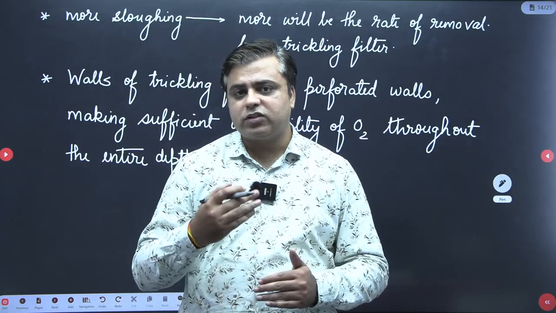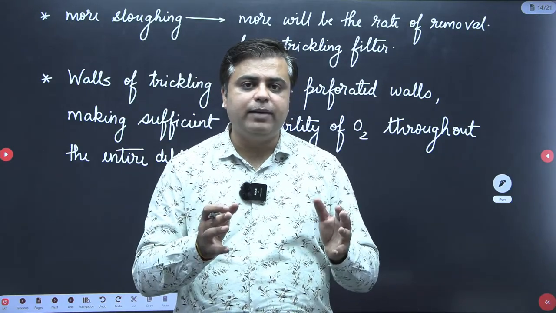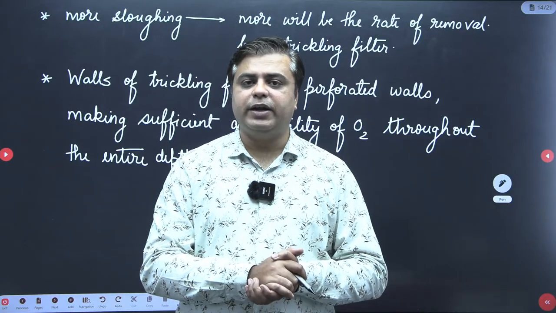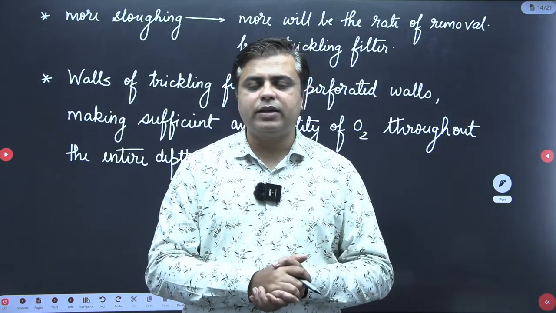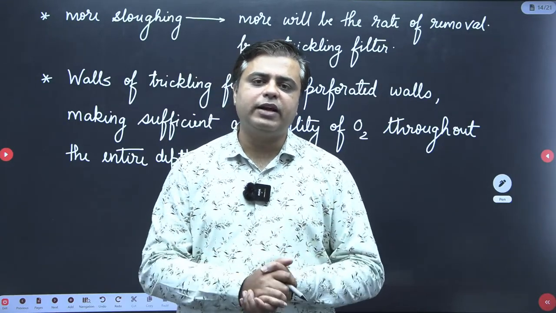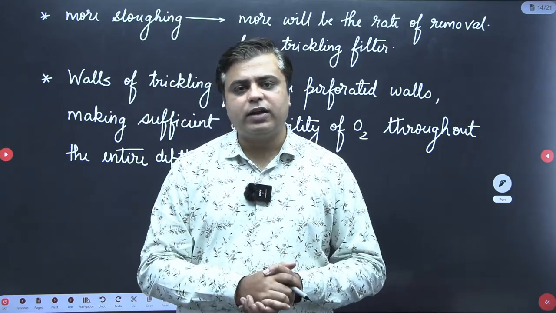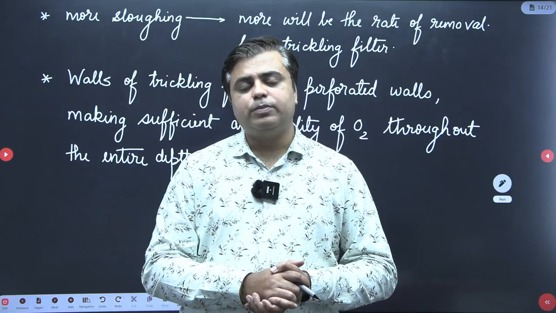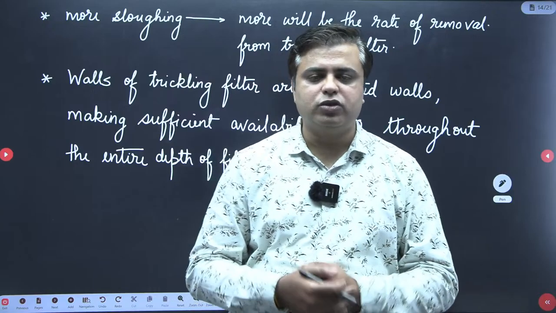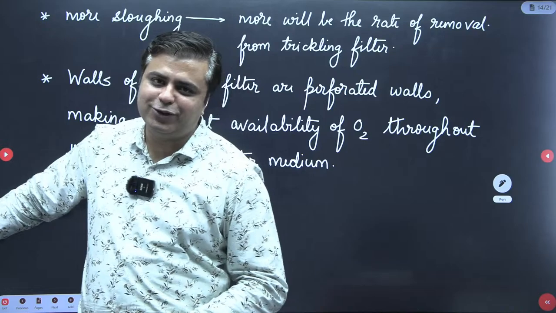Now the water which is trickling over the surface of the filter medium breaks off this slime layer which is attached over the surface of filter medium. This breaking off of slime layer is known as slogging. The more the amount of slogging takes place, the more will be the rate of removal from the trickling filter. Last point, the walls of the trickling filter are the perforated walls, which make sufficient availability of oxygen throughout the entire depth of the filter medium. So these are some of the basics regarding the trickling filter. I hope you might have enjoyed this session.